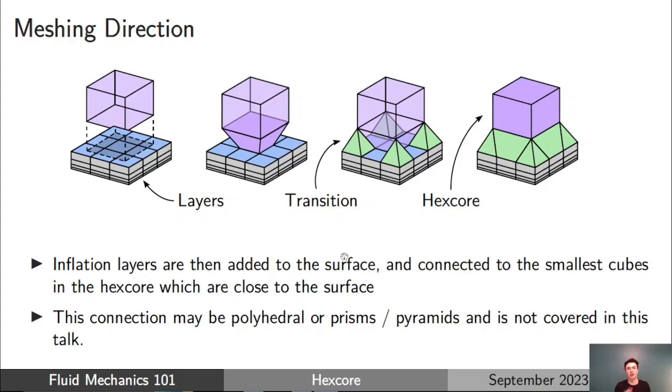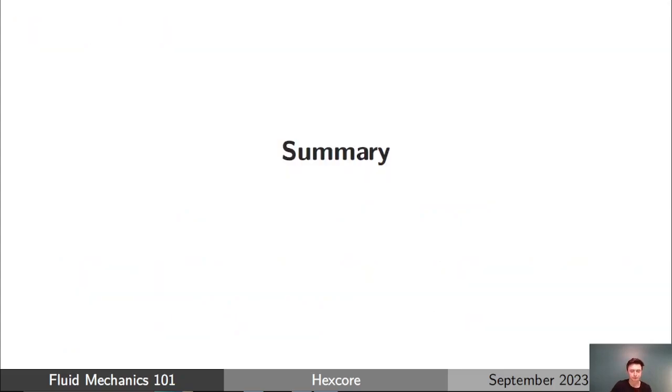And I don't want to go through too much in this talk about how the mesh generator transitions from the layers out to the Hexcore. I've talked about that briefly in another video, and ultimately it's not important. The important thing is your understanding of roughly how the mesh generator is building that Hexcore mesh.